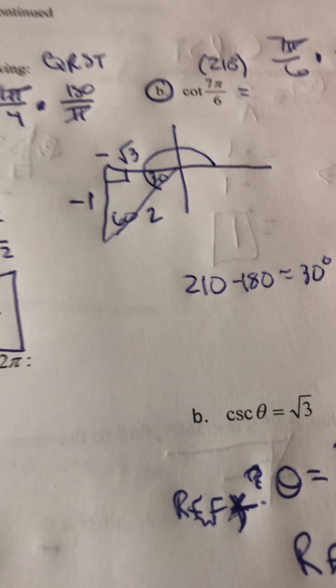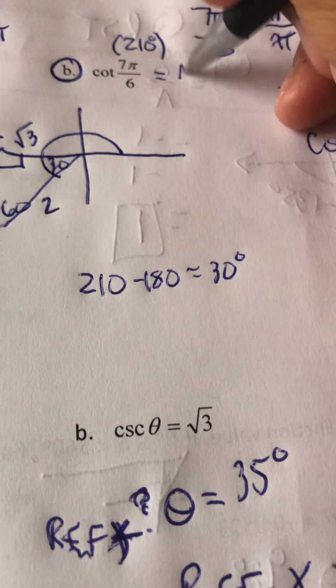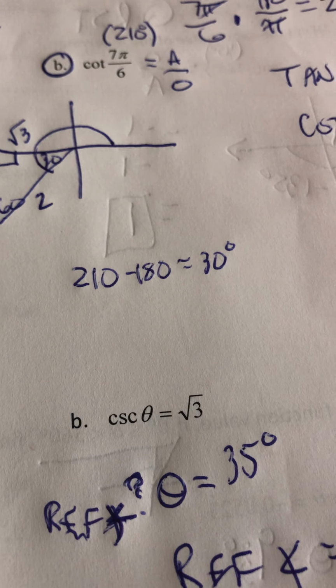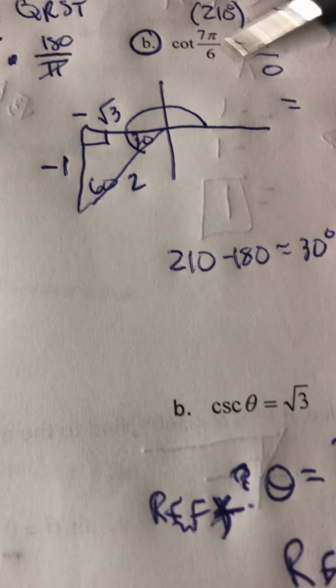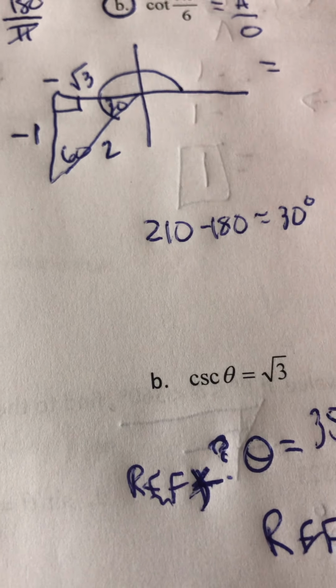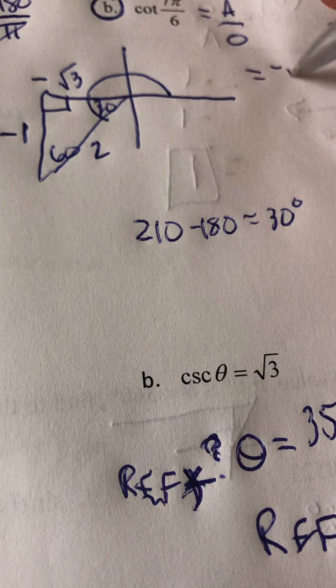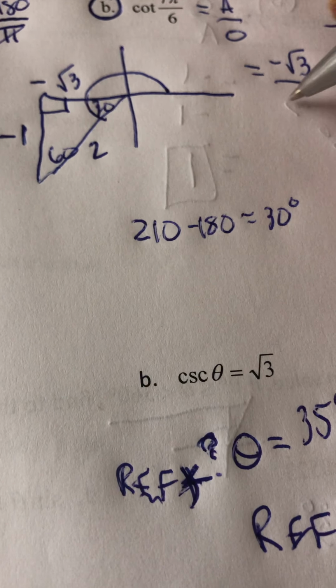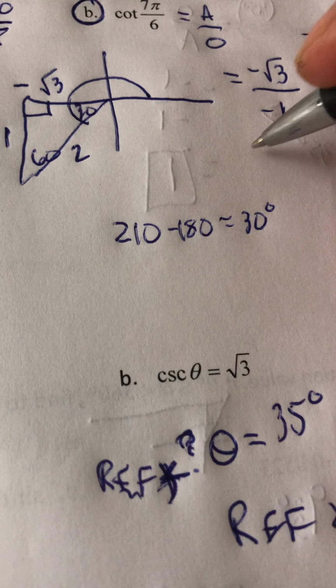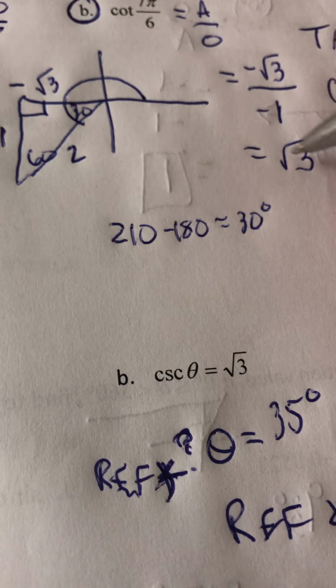So cotangent, we know, is adjacent over opposite. So I'm going to take the adjacent side, which is negative radical 3, over the opposite side, which is -1. This simplifies to just radical 3.